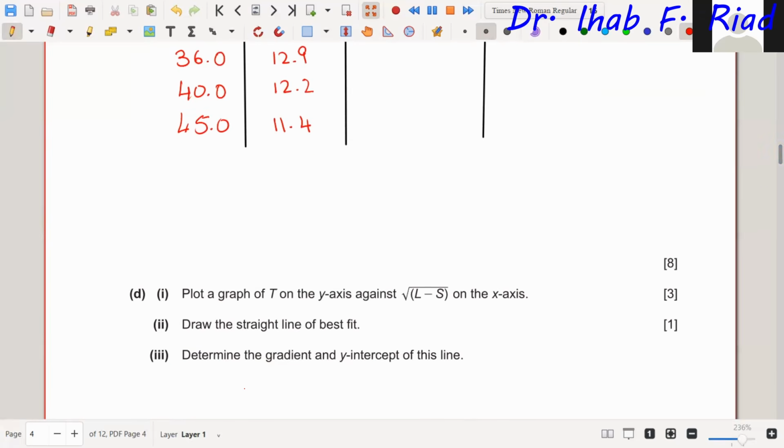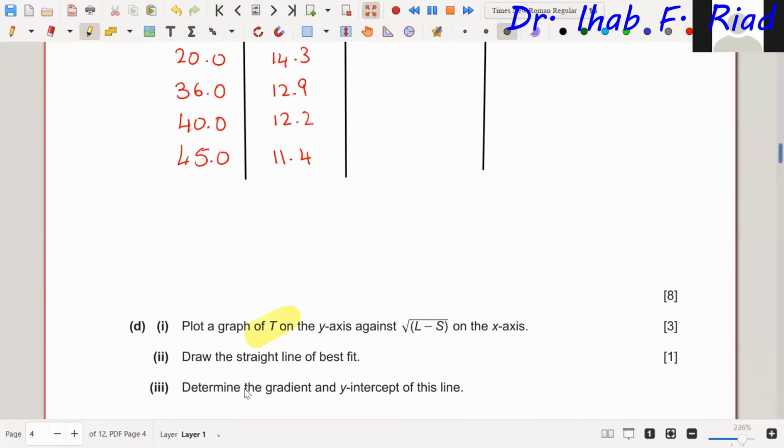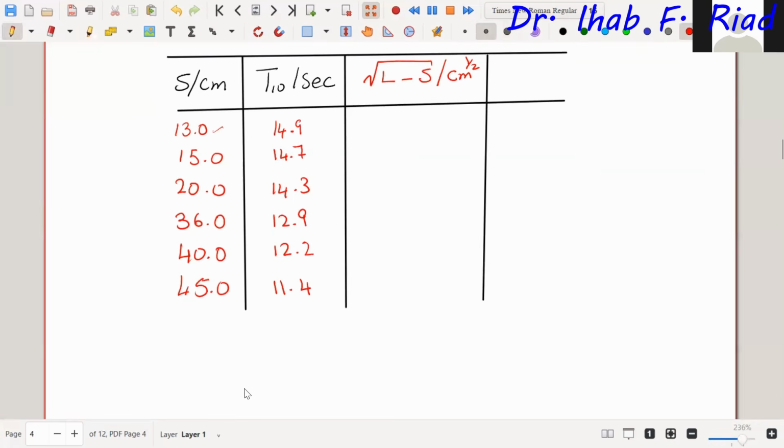Now we read a little bit more. Plot a graph of T on the y-axis against the square root of L minus S on the x-axis. So to complete our table, we need to calculate the periodic time, T, right? Yes. T is simply the time of 10 oscillations divided by 10. What are the units here? Seconds.